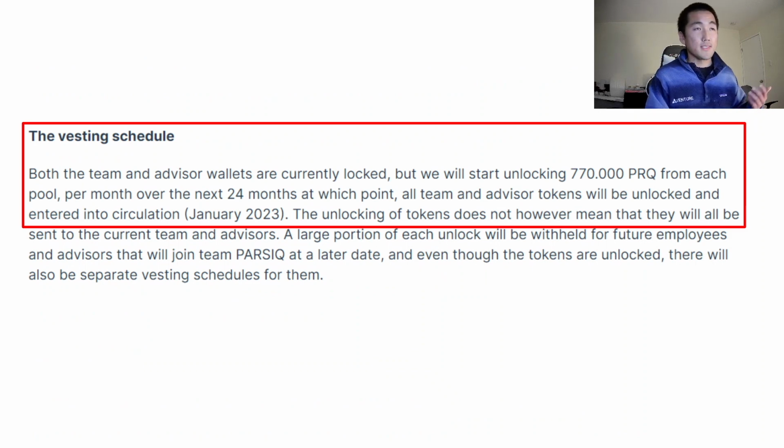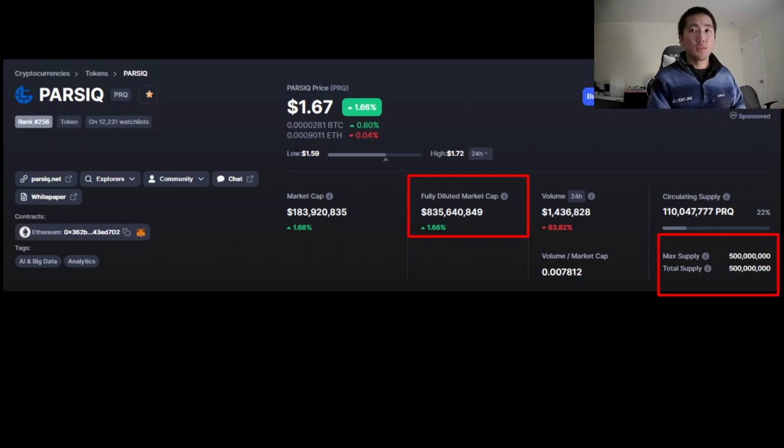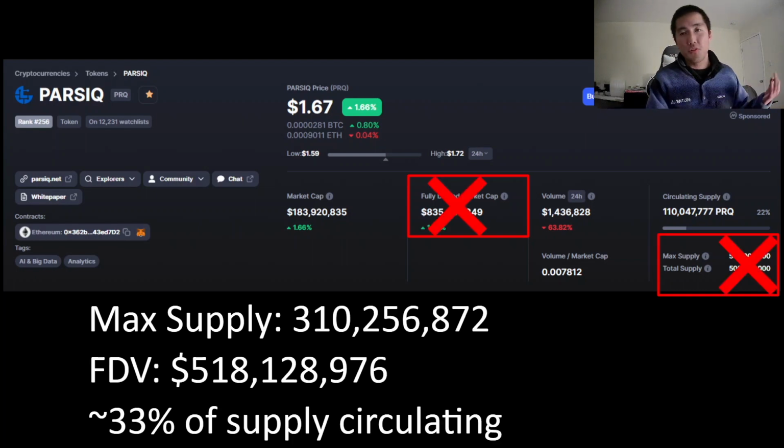And in terms of vesting, the team is gonna unlock 770,000 tokens in the next 2 years. So they're not gonna dump on you. So if you do the math, it's something more like this: 310 million max supply, fully diluted value of $500 million with 33% of supply circulating.